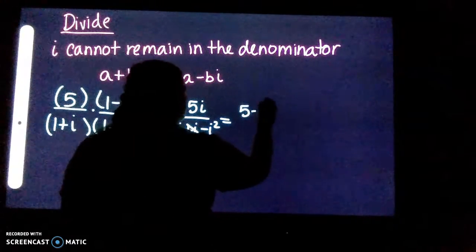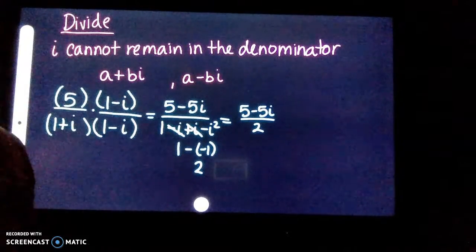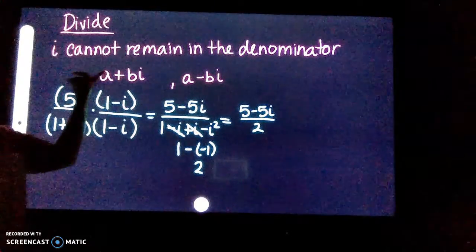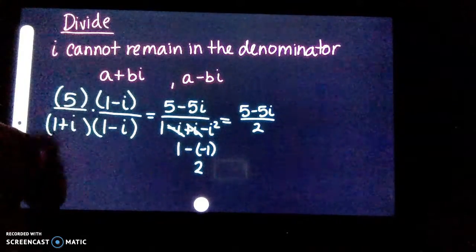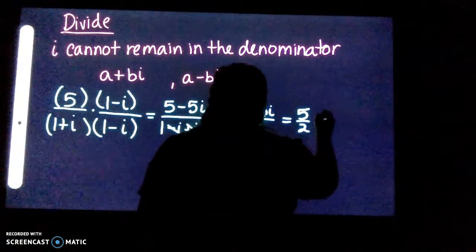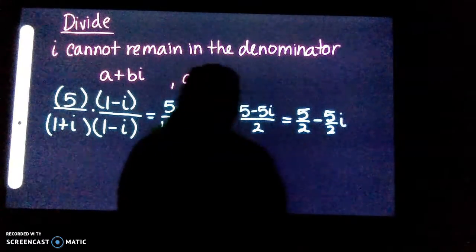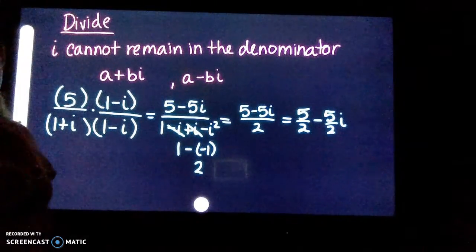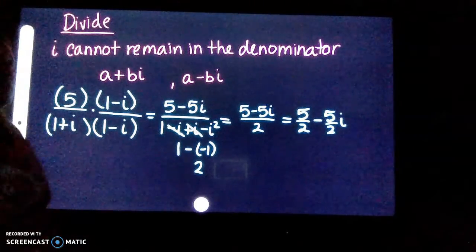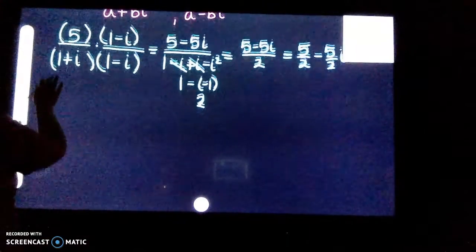So this becomes 5 minus 5i over 2. I can't leave it like this still, because a complex number is separated, so it's two different terms, which means I'm going to need to write each of these as a fraction over 2, and then I'm finished. So it becomes 5 halves minus 5 halves i. Let's go ahead and do another example just so we get in the practice of doing this a little bit more.